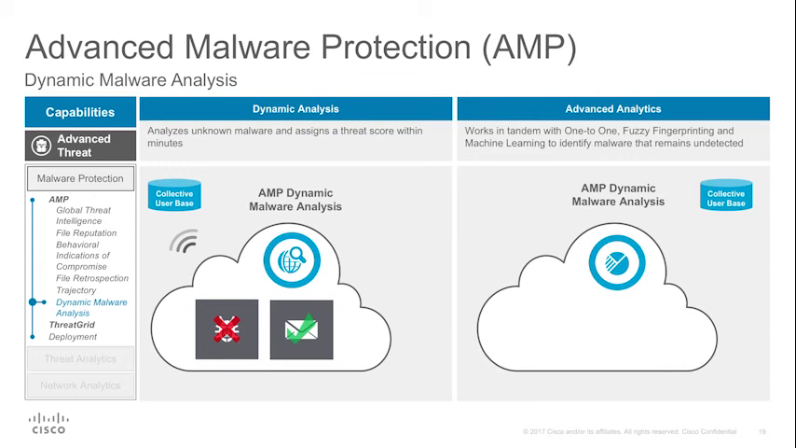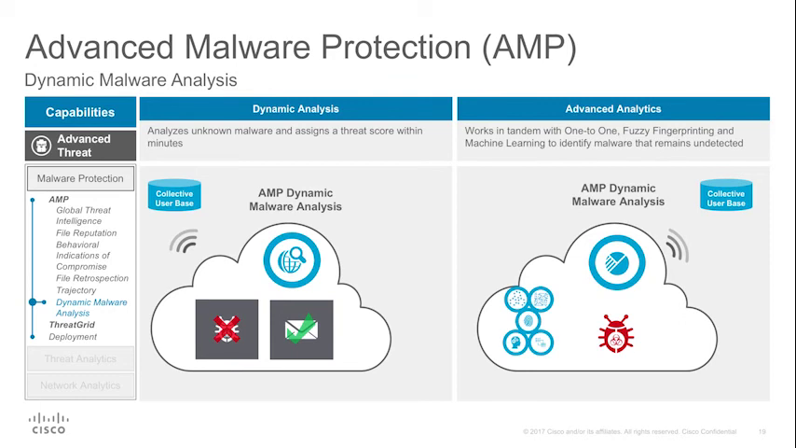By fully analyzing file behavior in a sandbox environment, a threat score from 1 to 100 is calculated and returned within minutes so that customers can automate responses and have detailed analysis for deeper investigation. The advanced analytics engine is powered by the threat intelligence received from Talos and the AMP community. As a result, new threats can be identified by analyzing global trends.